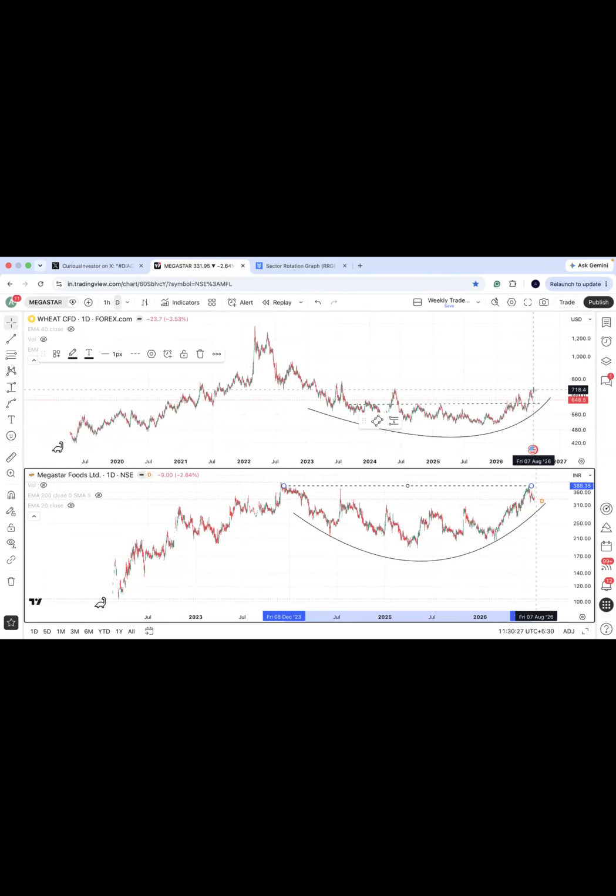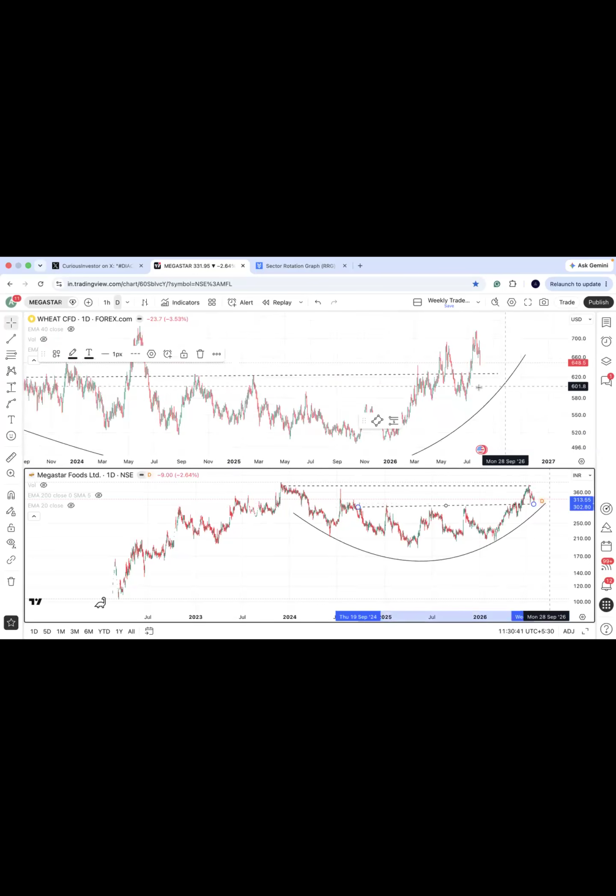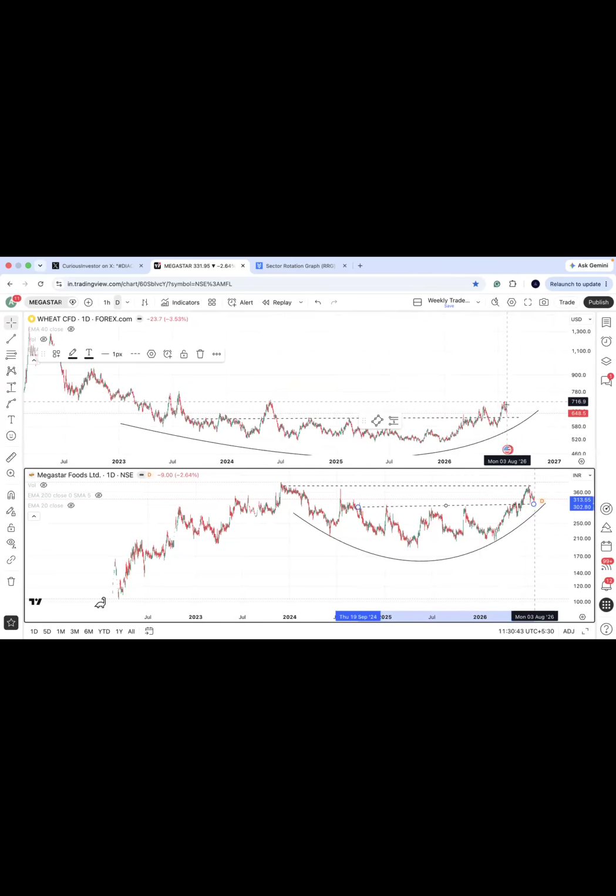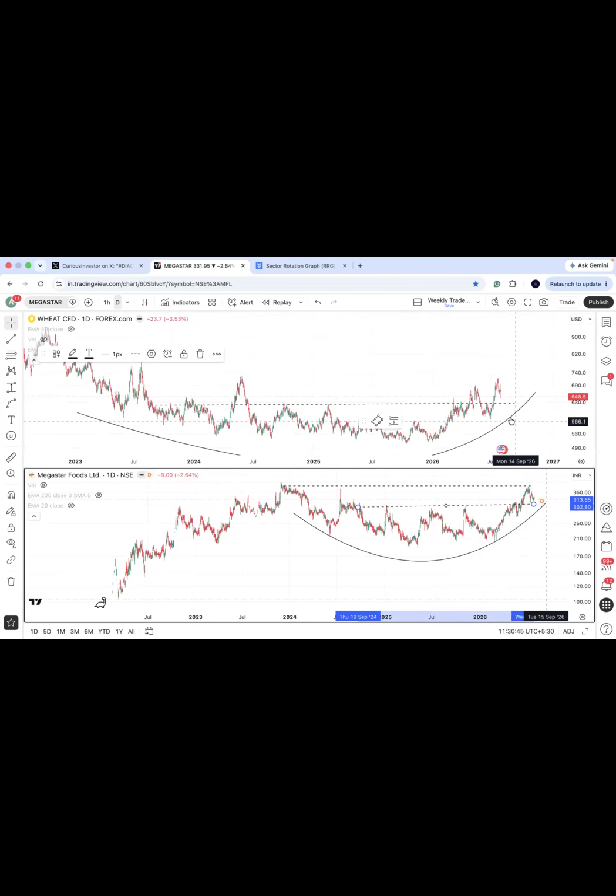If wheat starts moving to the upside of 700, I think Megastar Foods will also start moving to the upside, and it will eventually cross the 400 mark. But from a technical perspective, it is still in stage one. It is making a base. I would ideally buy it around 600, whenever the wheat prices are coming near the 600 zone, because this was a very important resistance zone.